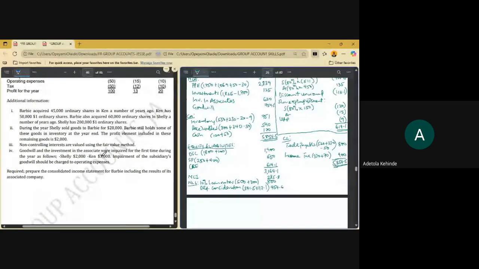NCI is evaluated using the fair value method. Goodwill and investments in the associate were impaired for the first time during the year as follows: Shelley $2,000, Ken $3,000. Impairment of subsidiary goodwill should be charged to operating expenses. Prepare the consolidated income statement for Barbie, including the result of its associated company.